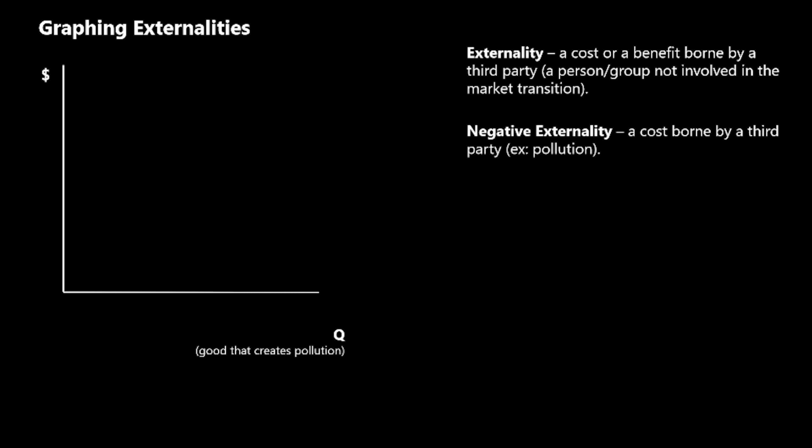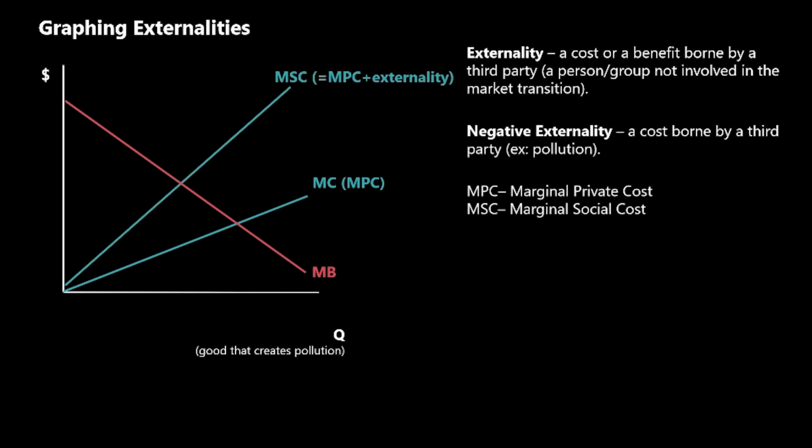So we're going to begin graphing externalities with the marginal benefit and marginal cost curves that we've introduced in earlier videos. And notice here that the marginal cost is labeled MPC. So that's the marginal private cost. That's to be distinguished from what's known as the marginal social cost, the MSC. So the difference between the marginal private cost we've been talking about up until this point and the marginal social cost, which is the total cost to all of society, is this externality.